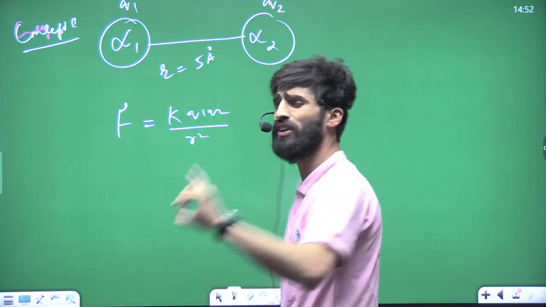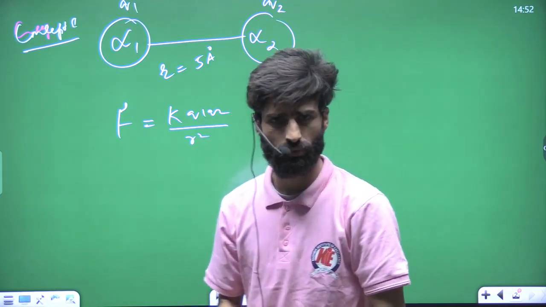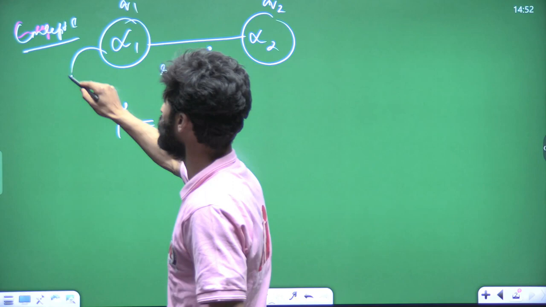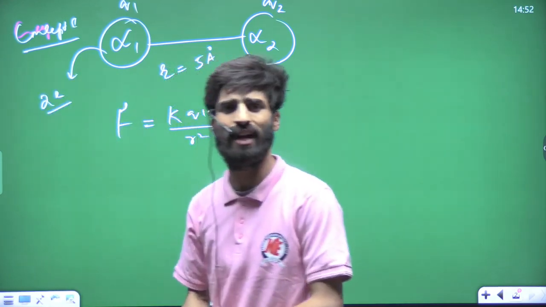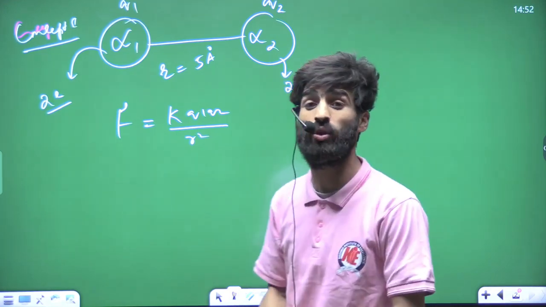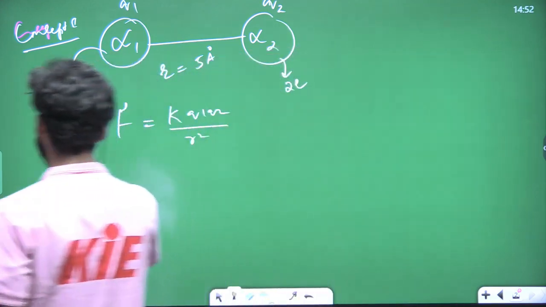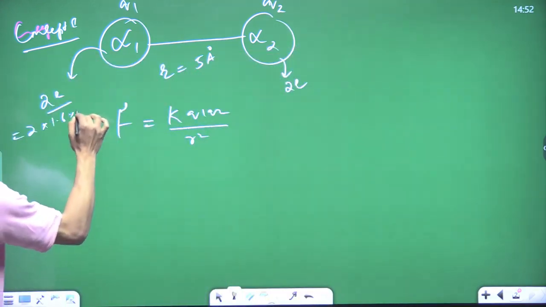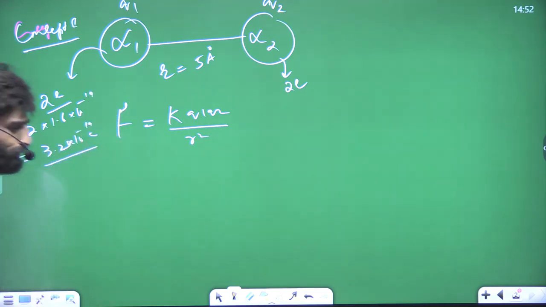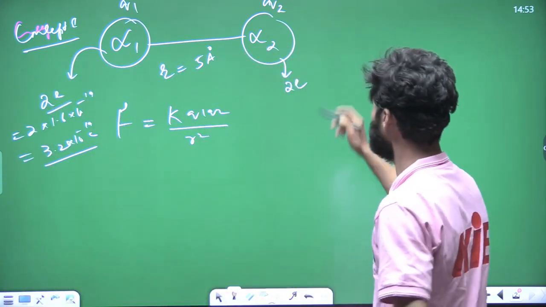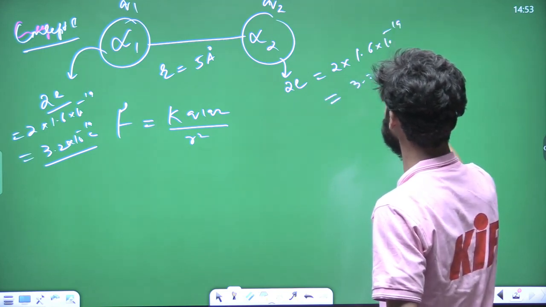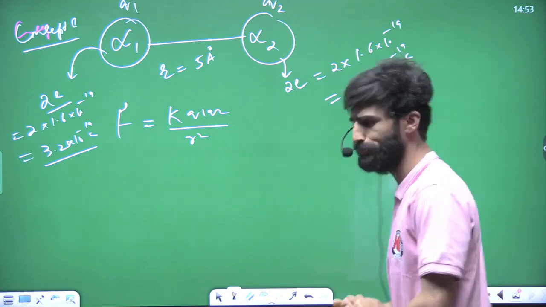Here the matter of concern is the values of Q1 and Q2 that we are going to put in. We know that the charge of an alpha particle is always twice of E, twice the electronic charge. Similarly, here also we have an alpha particle whose charge is again twice of E, that is twice into 1.6 into 10 the power minus 19, that's 3.2 into 10 the power minus 19 coulomb. Similarly, on this side we have twice of E, 1.6 into 10 the power minus 19, that's 3.2 into 10 the power minus 19 coulomb.